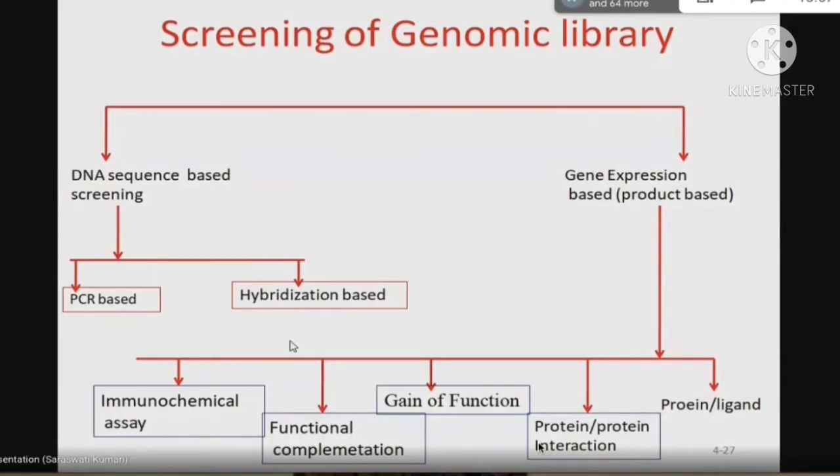Suppose by adding gene number X, gene number Y, the bacterium becomes motile. That means gene number Y was missing in that bacterium. When we add that Y gene, it becomes motile again. They restore normal function. This type of screening of a library is called functional complementation screening. आया समझ में? Complementation means पूरा होता है, जो कमी था वो हमने डाल दिया.